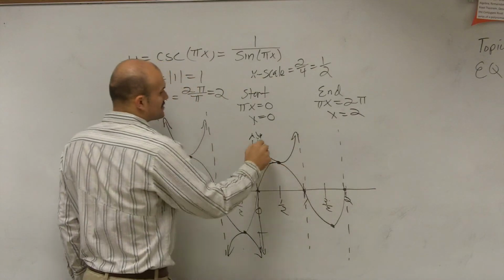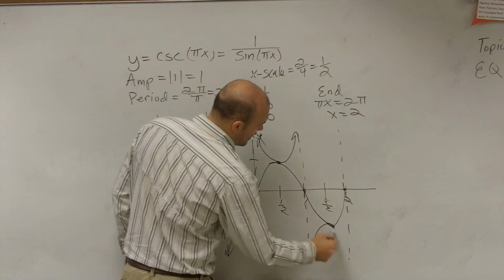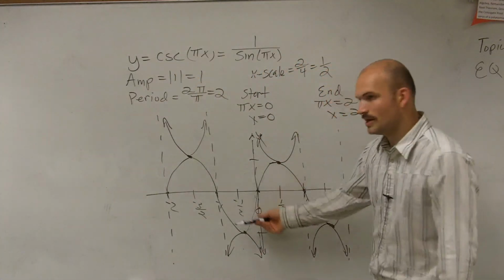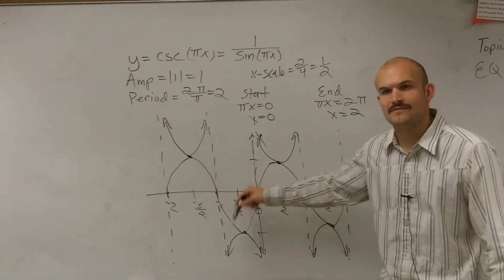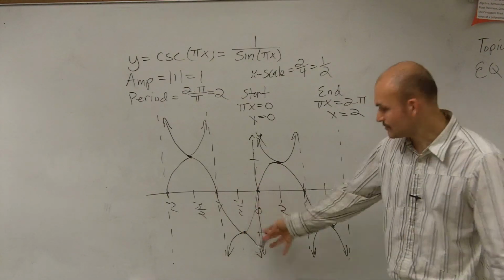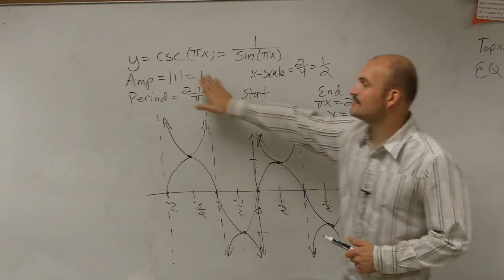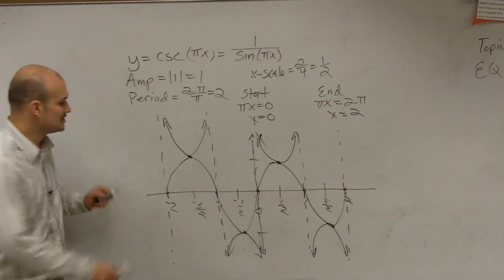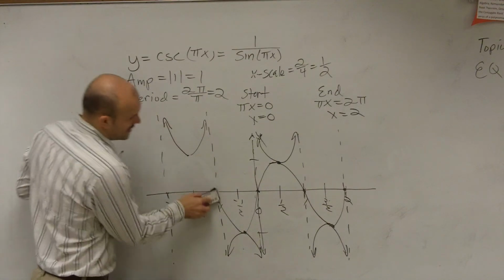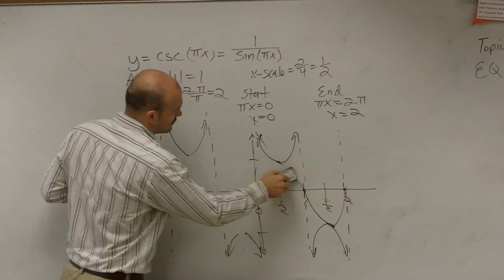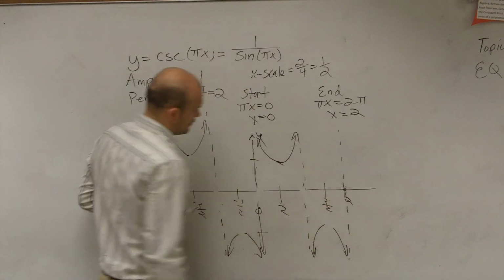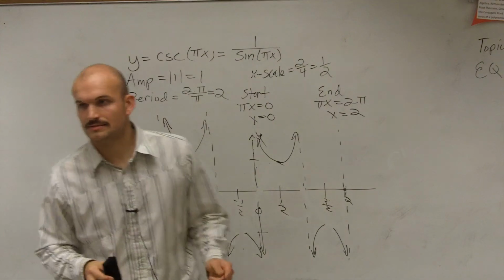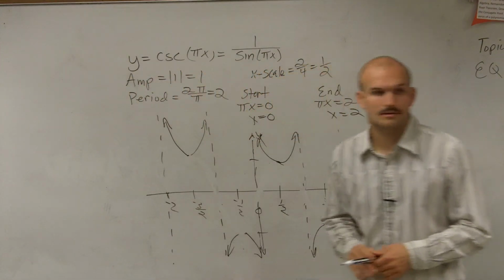So if you just want simple directions, you find the max and the min of each one, and you put a parabola-shaped graph approaching your asymptotes. Then to finalize the cosecant graph, we don't need the sine graph anymore. We've used it to help us graph that, so we can now erase it. And there we go. There's my graph. Any questions on this?